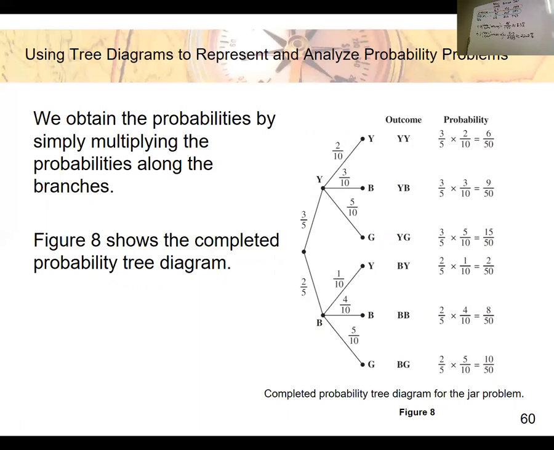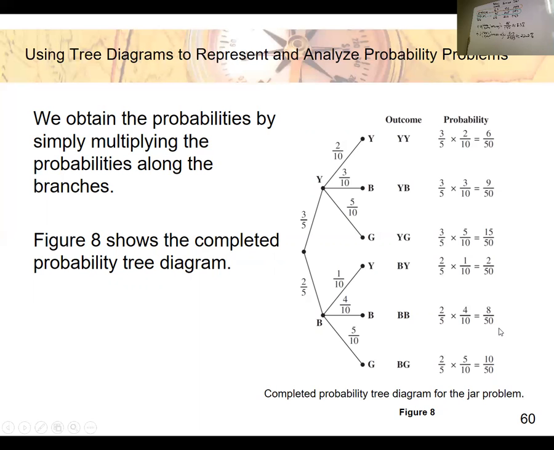So we can use this to help us find the probability that both marbles have the same color. If you look at this, here you have a Y and a Y, they're both the same color, a blue and a blue, they're both the same color. The probability of getting a yellow and a yellow was 6 out of 50. The probability of getting a blue and a blue would be 8 out of 50.